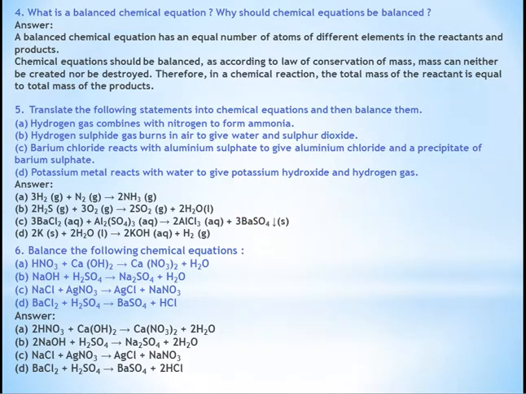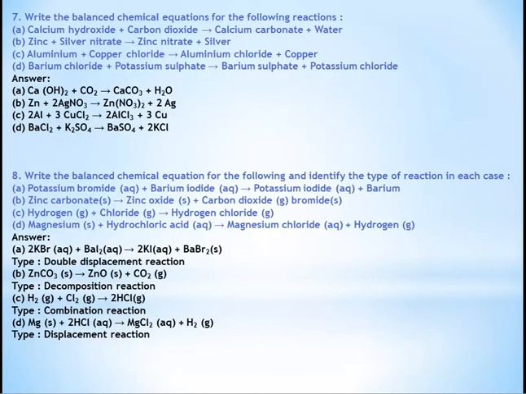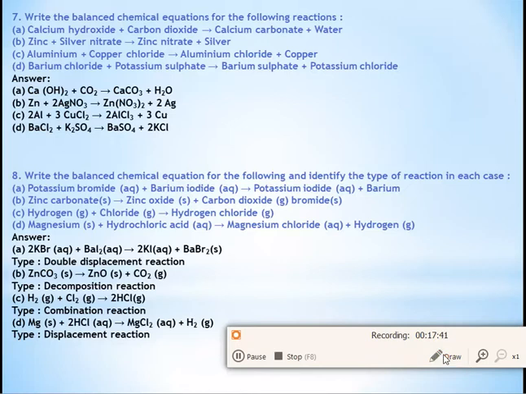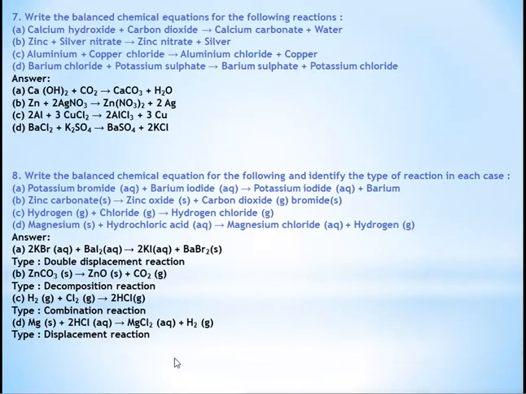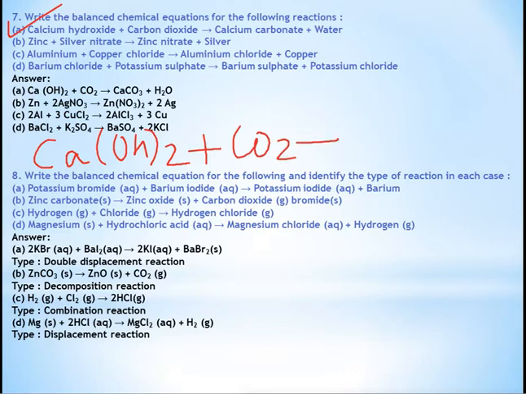So with this we have finished till question number 6. Now let's come to question number 7. In question number 7, again we have to write the chemical equation for the given reaction. The first one which is given over there is calcium hydroxide. So what is the formula of calcium hydroxide? CaOH2 reacts with carbon dioxide, CO2, to give calcium carbonate, CaCO3, plus water, H2O.